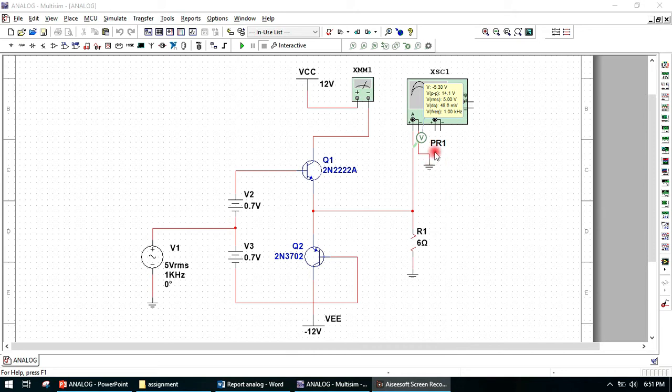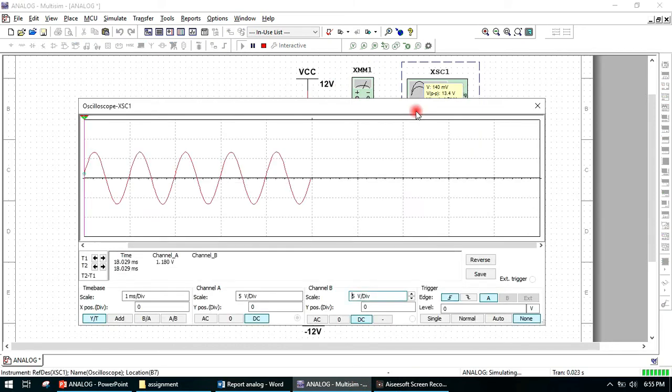The oscilloscope is connected in parallel with the load resistance to measure the output voltage and obtain the waveform, so we can make a calculation to find the power output, approximately 4 watt. We adjust the time base scale. After that, we run the circuit and click the oscilloscope. We adjust the time base scale to 1 millisecond per division.